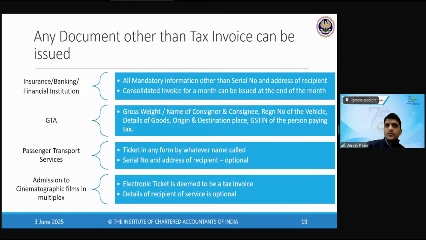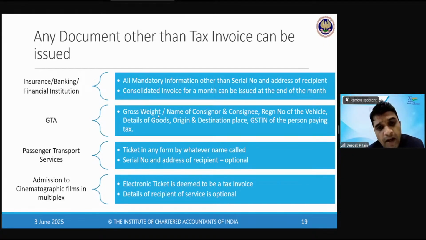टैक्स इनवॉइस हमने कहा है, कुछ कंपनीज या कुछ इंडस्ट्रीज होते हैं जहां पे टैक्स इनवॉइस इश्यू नहीं करते हैं. जैसे इंश्योरेंस कंपनी है, वो इनवॉइस रेज नहीं करेंगे. जीटीए है, वो आपको कंसाइनमेंट नोट करेगा. पैसेंजर ट्रांसपोर्ट है, वो टिकट देंगे. एडमिशन ऑफ सिनेमैटिक, जब आप मूवी जाते हो तब आपको इनवॉइस नहीं मिलता, टिकट मिलता है. So in specific industries, what are the alternative documents which is issued, that is also treated as a tax invoice.